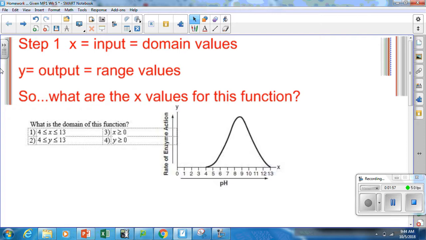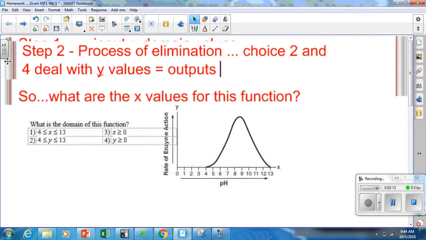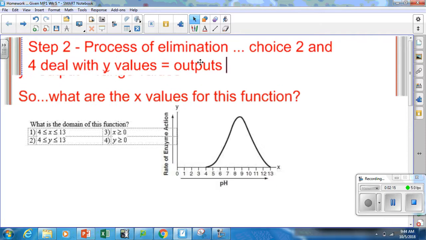Consider our first step. Remember, y value, output or range. X value, input or domain. So what are the x values of the function? Consider step 2. We can eliminate a few things. Choice 2 and choice 4 all deal with y values.